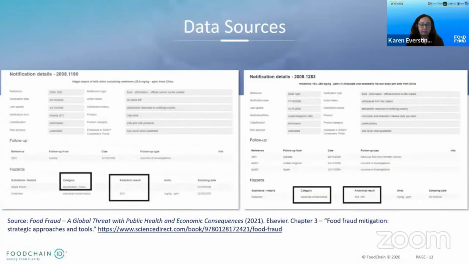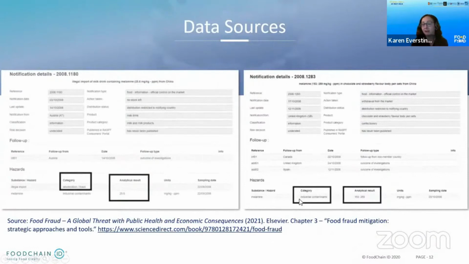Another example here, and I apologize that the graphic is a little bit blurry. This example is courtesy of Bert. He put this together for a chapter that we wrote on food fraud mitigation. This was from back in 2008 during the melamine crisis. And you can see that this is two reports of melamine in a food product, one of which had an analytical result of 153 parts per million of melamine. And this was classified as an industrial contaminant. It was not classified as fraud at the time. And this product had an analytical result of just 25.6 parts per million, and it was classified as fraud.